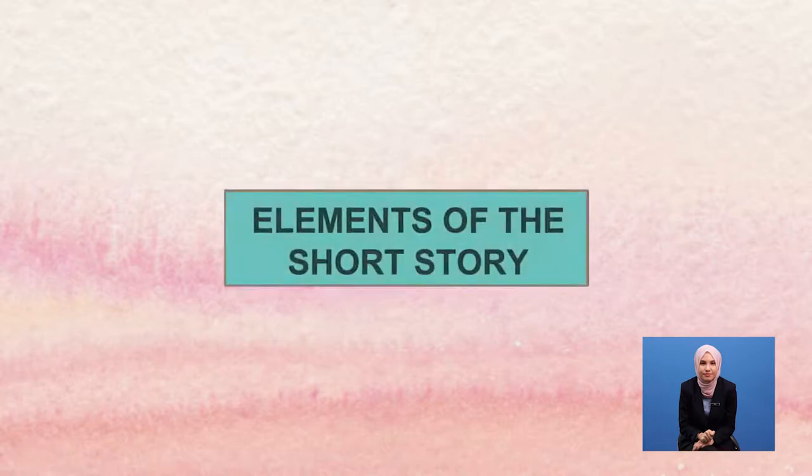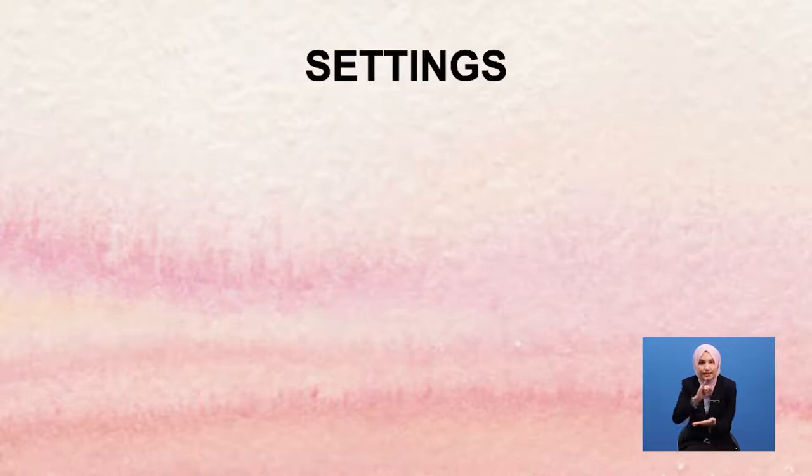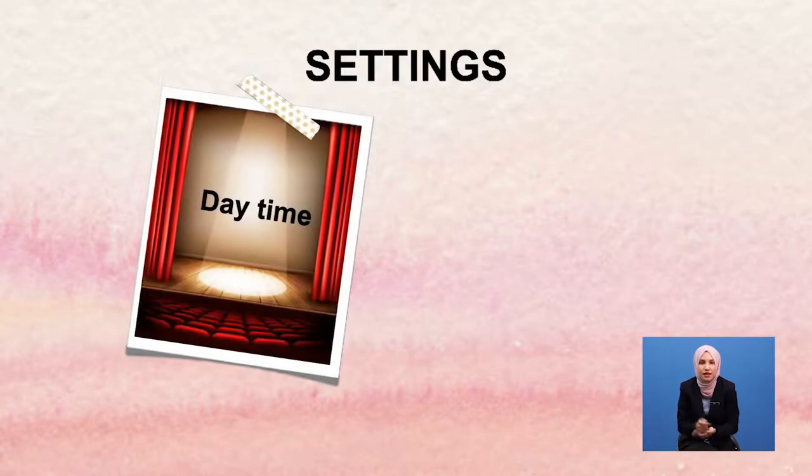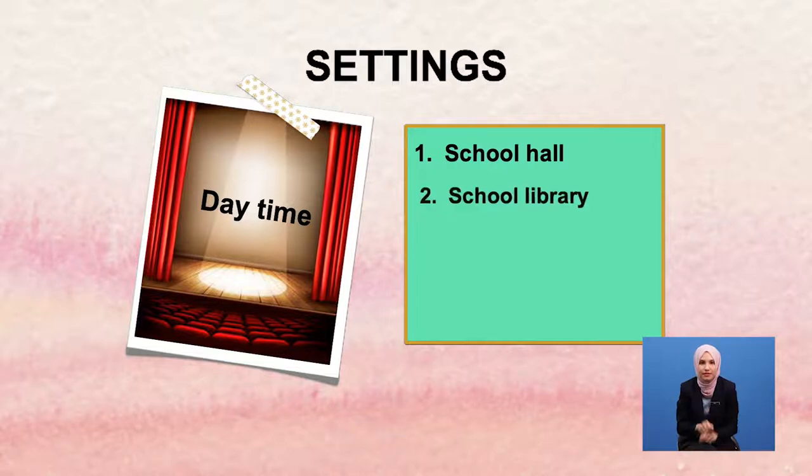Now that you know the stages in the plot of the story, let's learn about the elements of our short story today. The first element is the settings. We know that settings refer to locations and places where the events take place. In this story, the first location is the school hall. The competition takes place at the school hall. The second location is the school library.